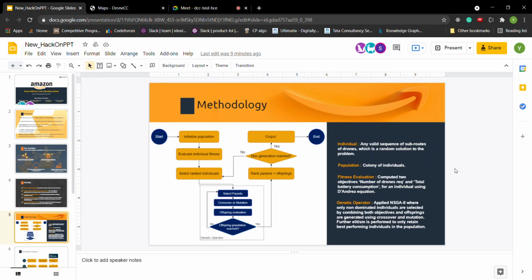Initially, a population, that is, a random set of valid solutions is generated. The fitness value of each of these individuals is calculated. We then apply the NSGA2 algorithm where only non-dominated individuals are selected and offsprings are generated using crossover and mutation. Further, elitism is performed to retain only the best performing individuals in the population. This is carried out for a number of generations, after which we get our near optimal solution.